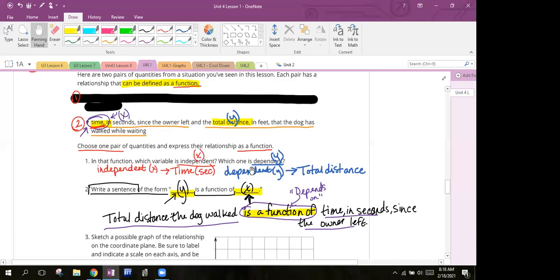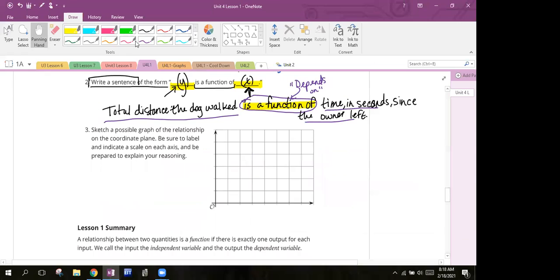Those are some big concepts that we've just scratched the surface of, our number 1 and number 2. All right, so we get to number 3 and it wants us to sketch a possible graph of the relationship. Be sure to label and indicate a scale on each axis and be prepared to explain. All right, so once again, we need to define our x and our y.